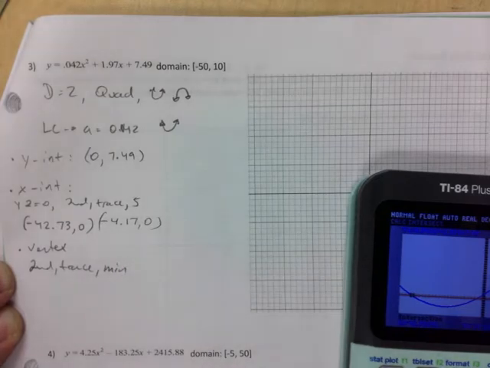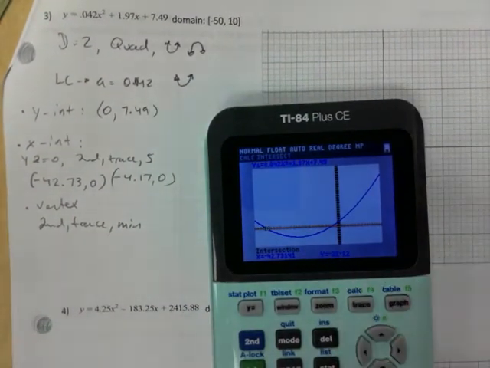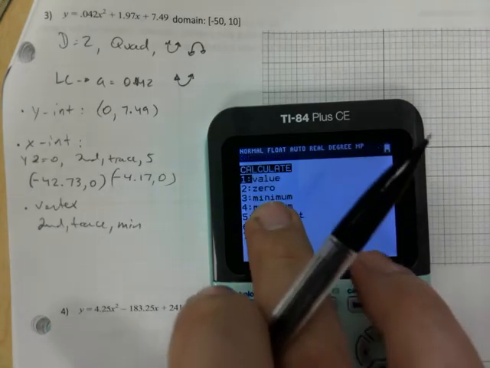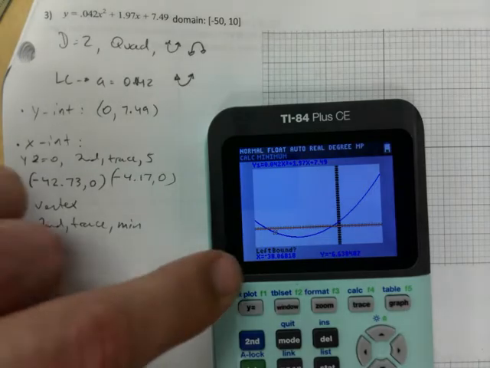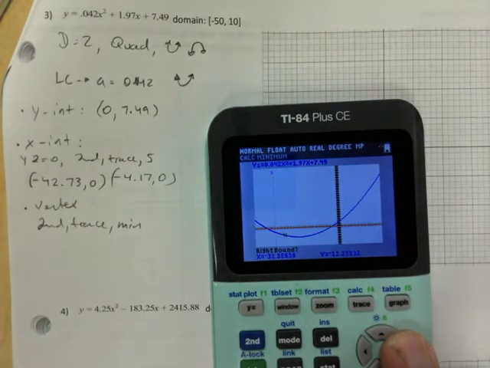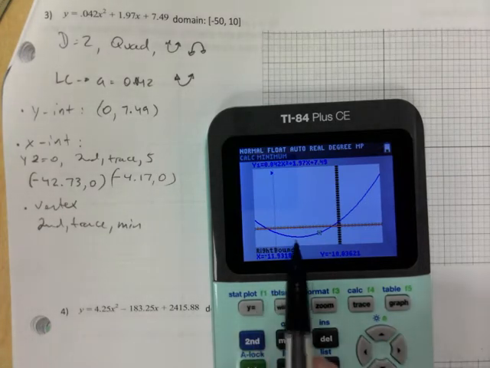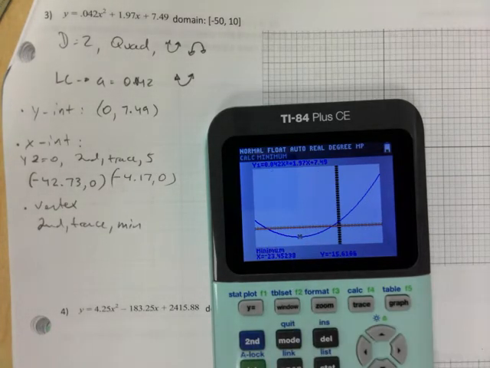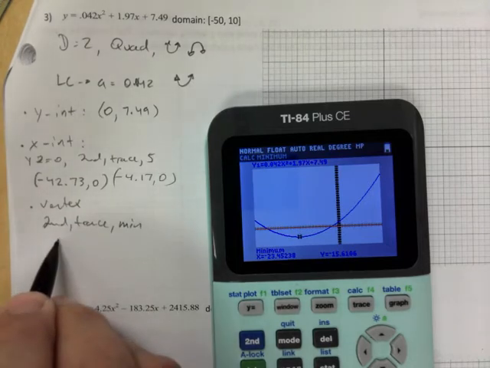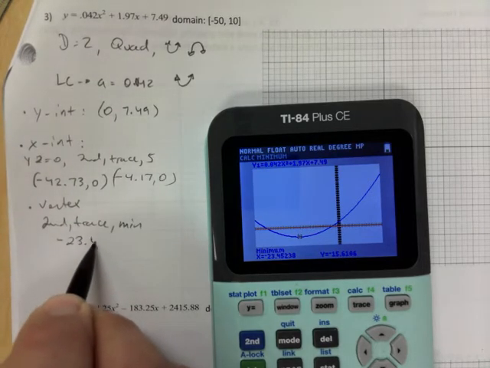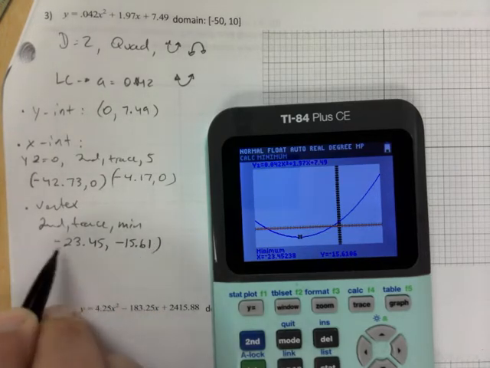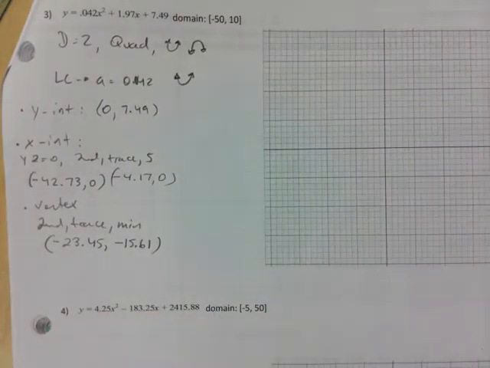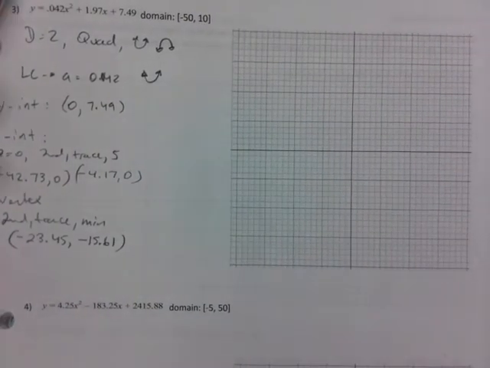And then the vertex, in this case, it's a min, right? It's the lowest point on this graph. So second trace, minimum. So we pick a point to the left of it. We keep scrolling right till you're to the right of the vertex, right? The vertex is right about there. Enter, enter. And then we get -23.45, -15.61. Very important for our scale, right?